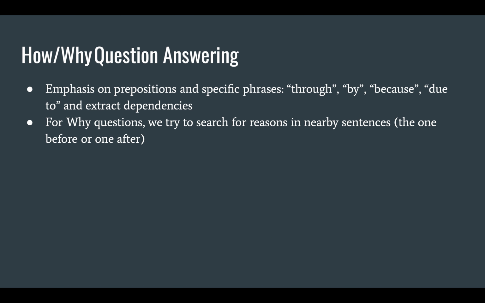For answering how and why questions, we place a heavy emphasis on prepositions and specific phrases such as through, by, because, and due to, and then we extract the corresponding subtree dependencies. For some why questions, we also search for reasons in nearby sentences, like the one before and one after, since the sentence we matched could be explaining the result.